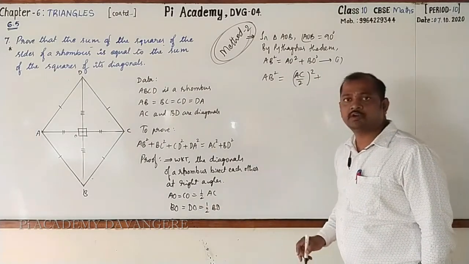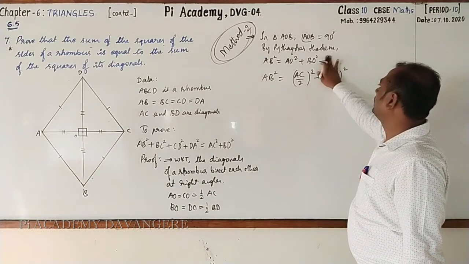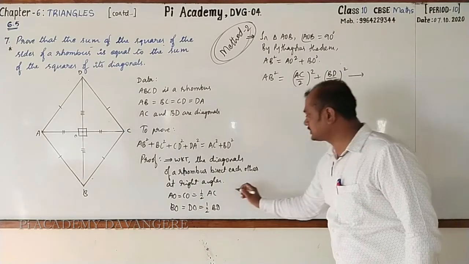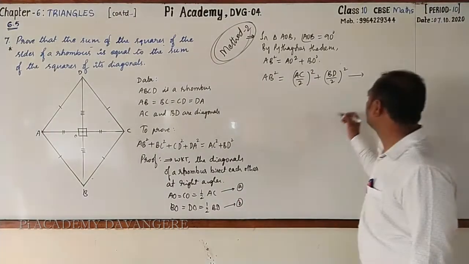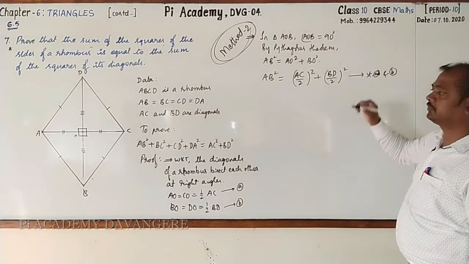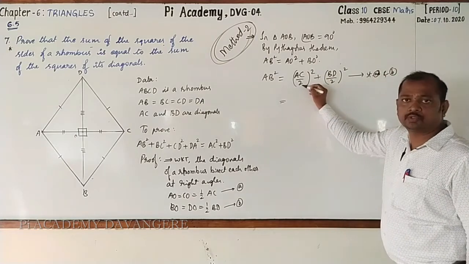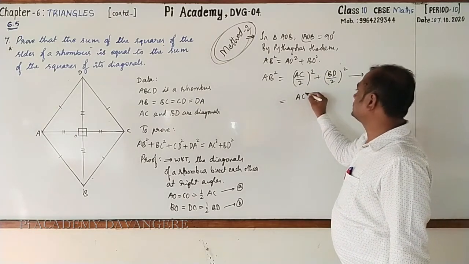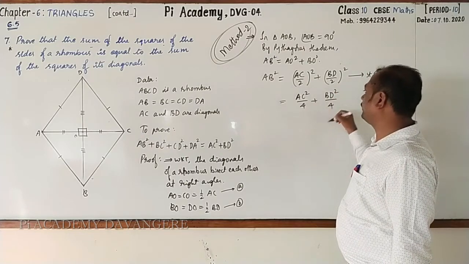BO is half of BD. So BD by 2 whole square. And this has been written from the statements. I call this as A and this as B. From statements A and B, understood? Okay. This is equal. Apply square to both numerator and denominator. It is AC square by 4 and this is BD square by 4.